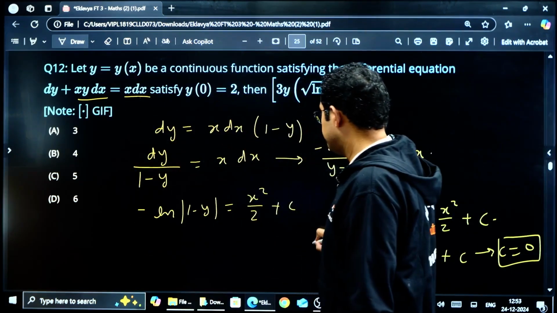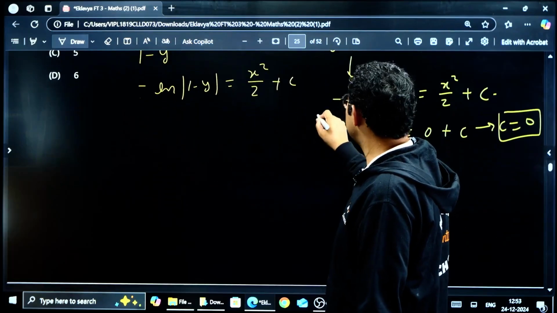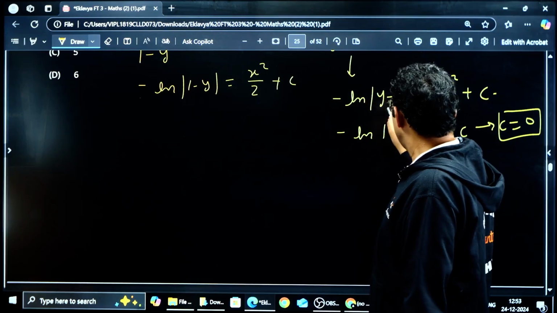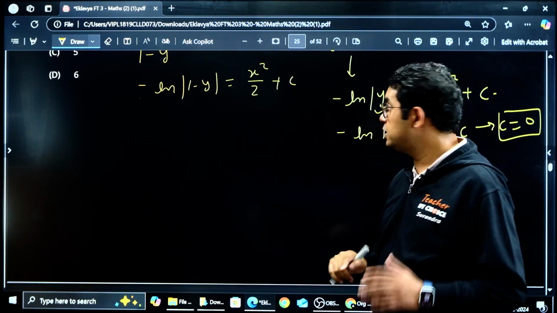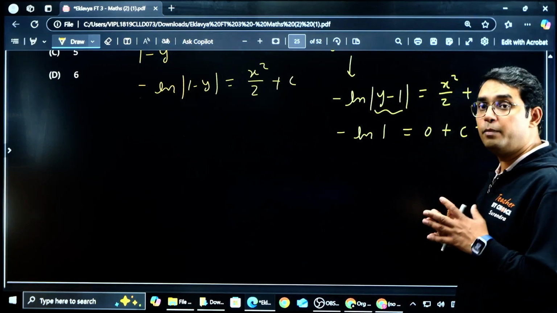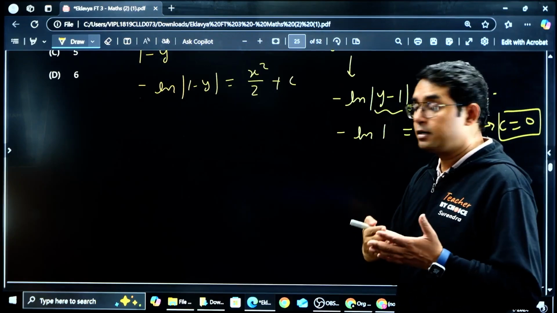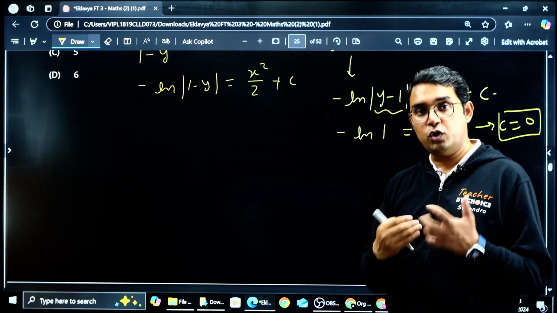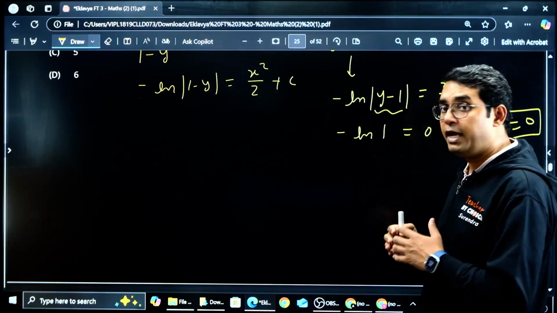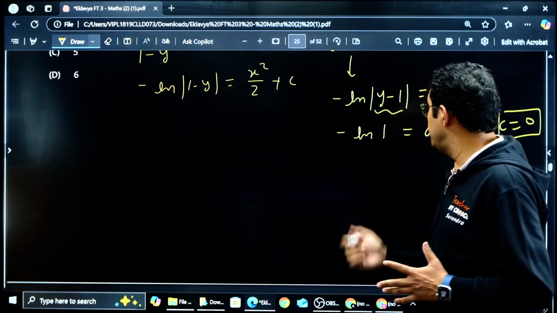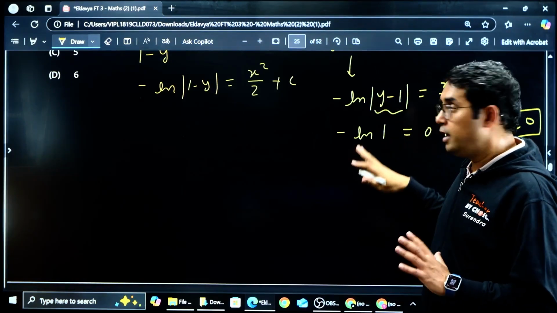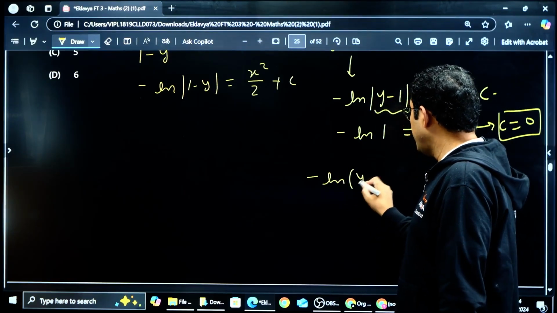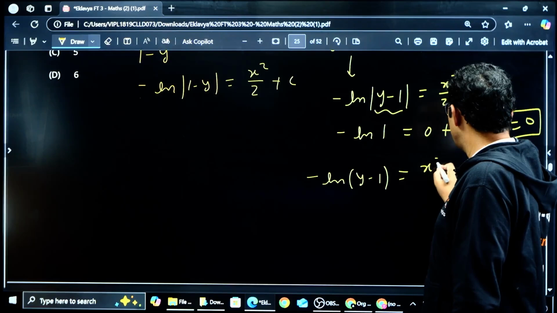Now another thing here, once we have found the value of c, what will be the function? Because the function is continuous, this kind of function cannot be continuous if the value of y comes to be 1 in between. So already we have got y value to be 2. So all values should be such that the values of y are greater than 1 only. So this mod thing I will open just like this only. So it will be ln of y minus 1 is equal to x square by 2.